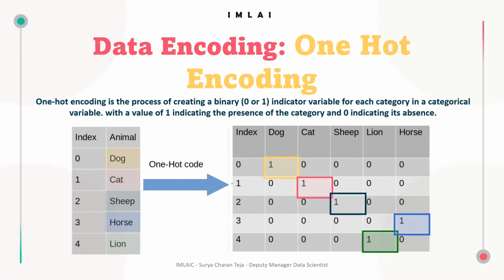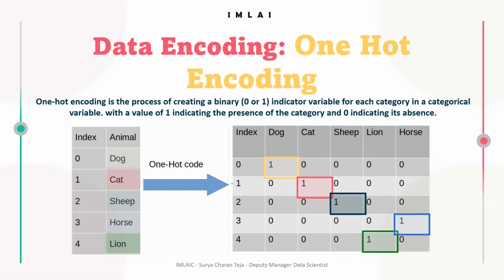Now, how the computer understands this is, when dog is present it will take the binary code 10000. That's how it processes it. When cat is there, then in that row the value it will consider is 01000. For sheep, it is 00100. These are all binary codes.